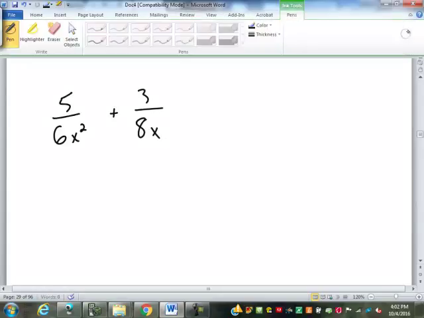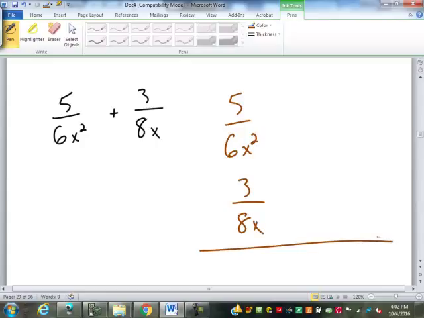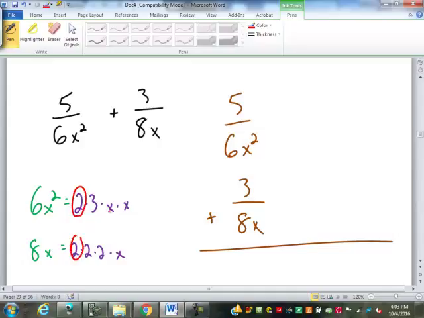So, we can have something like this. 5 over 6x squared, 3 over 8x. Now this is why we spent so much time looking at those least common multiples. I'm going to write these out over here. My 6x squared and my 8x. If I factor the 6x squared, it's 2 times 3. Then the x squared I'm not going to worry about. Well, let's do it. We can write it out. X times x. 8 is 2 times 2 times 2 times x. In common, they have a 2 and they have an x.